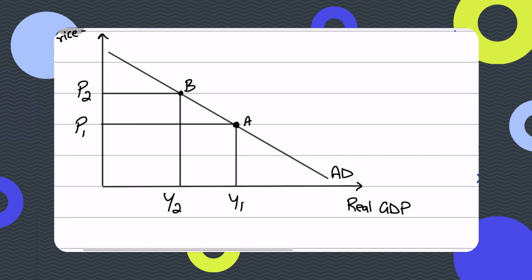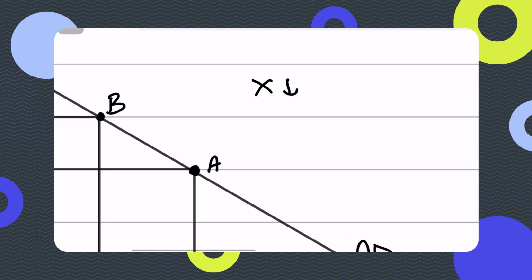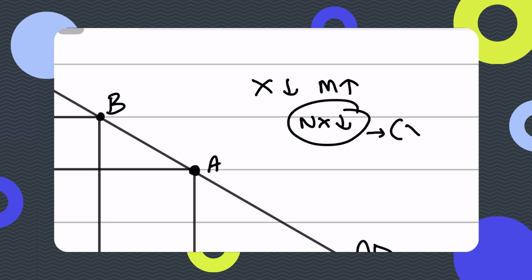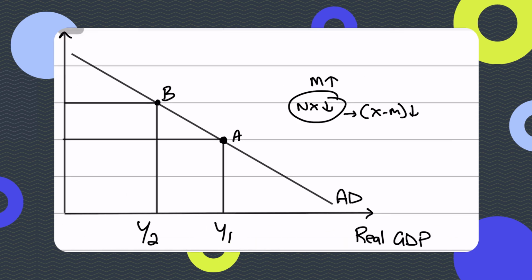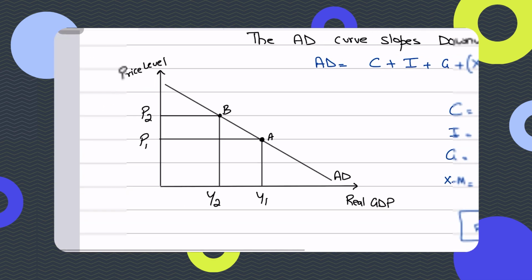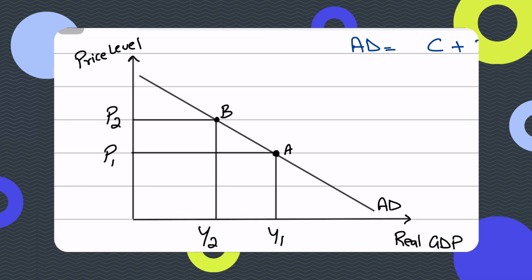So exports are going down, meaning export revenues are going down, while at the same time import expenditures are going up. And if X is going down while M is going up, it means that net exports are going down, right? Which means that X minus M is going down. So a fall in net exports is one of the reasons why your spending across the aggregate economy is going down, and hence your real GDP is going down, which is modeled through the movement along the AD curve from point A to point B.